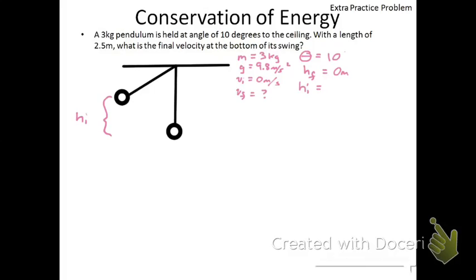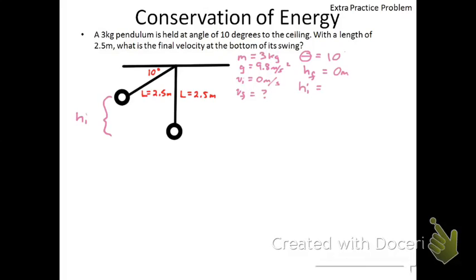What they do give us is the length of the pendulum, which is 2.5 meters. This is the pendulum when it's at the bottom of its path, and this is the same pendulum right here. Length equals 2.5 meters. I'm just going to write it twice to emphasize that it's the same pendulum. They also give us an angle in reference to the ceiling. The angle is only 10 degrees. So why is the angle important to us?